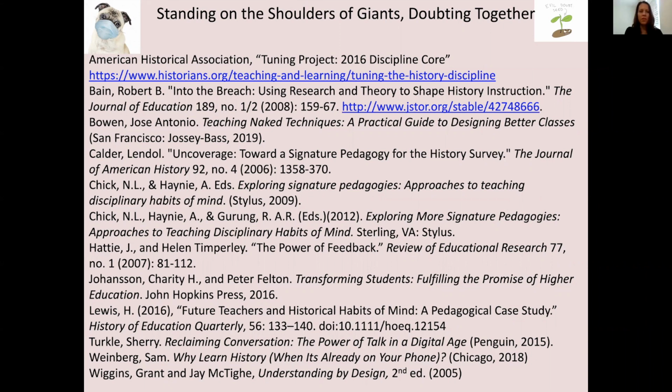So here are some of the reading suggestions. And these are more, I think, background in designing the course rather than things that you actually use in the class. Is that correct? Yeah.